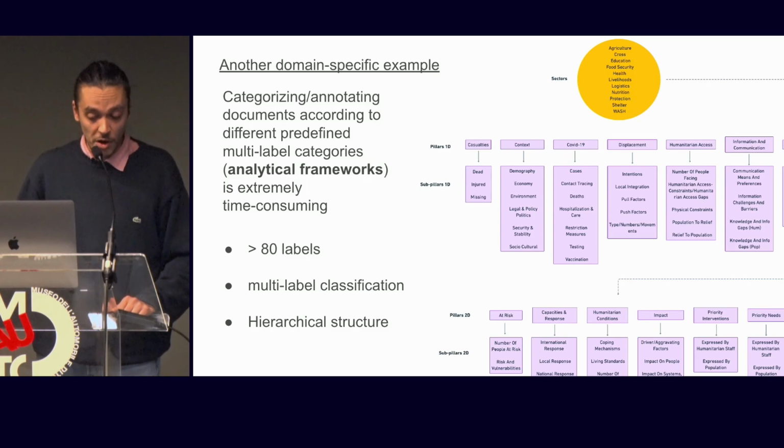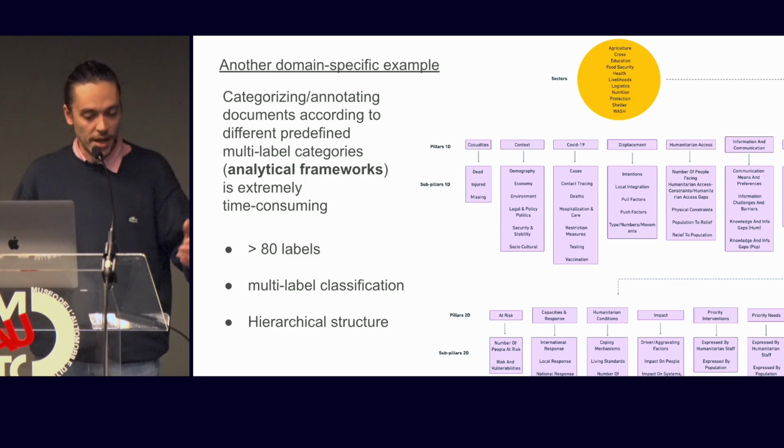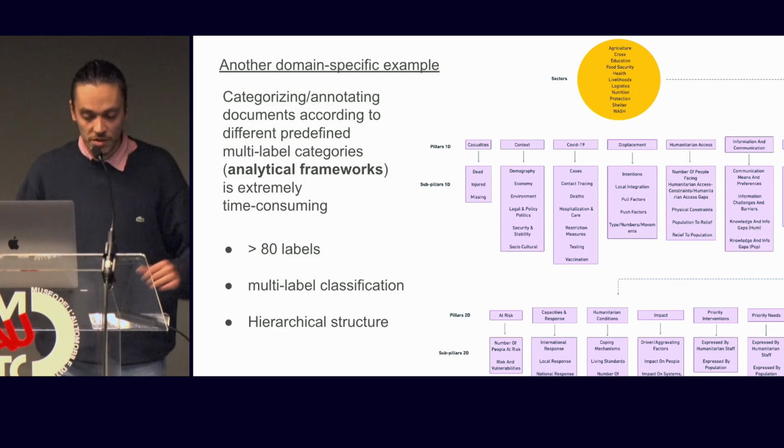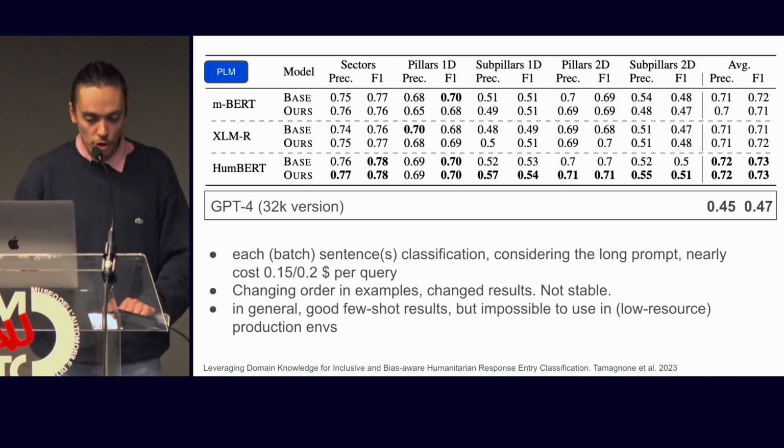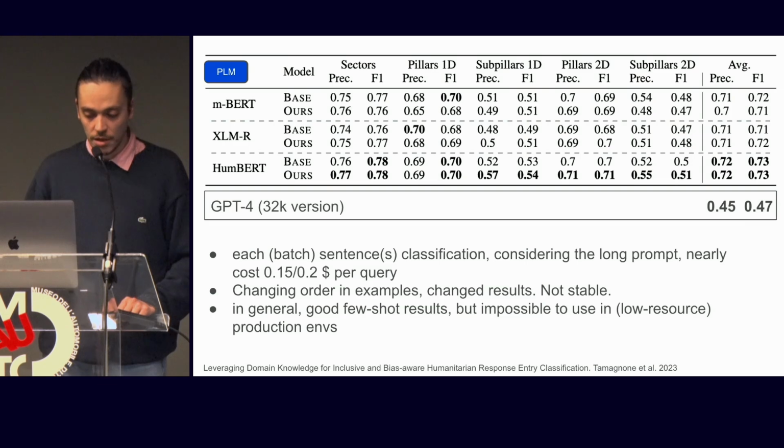that sometimes can be very complex with a lot of different labels, more than 80 labels. We can be in a multi-label classification scenario with also a structure between the labels. And here it's just a comparison of a fine-tuned BERT-style language model with respect to the result that we can obtain with a few-shot classification using GPT-4. You can see in this case a big difference.